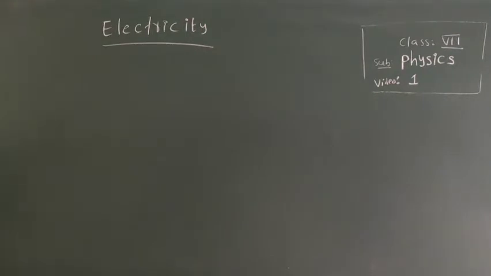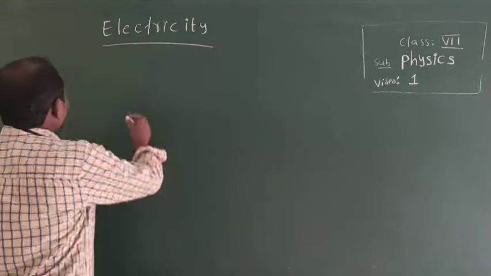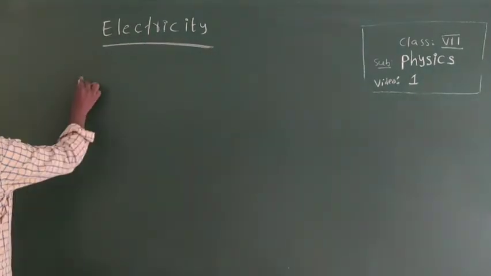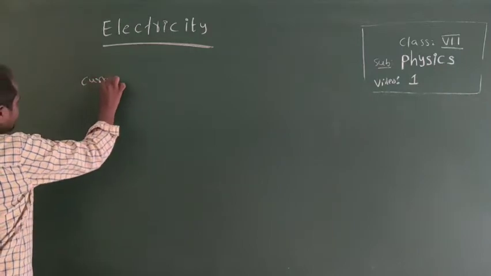creates a result of something called charge. Electricity is produced as a result of charges at rest. Thus, this type of electricity is called static electricity. So, what is meant by electricity? Electricity means we can write electric current also. So, we can write current.